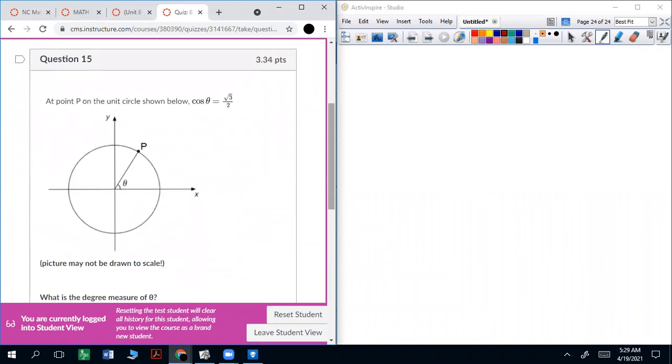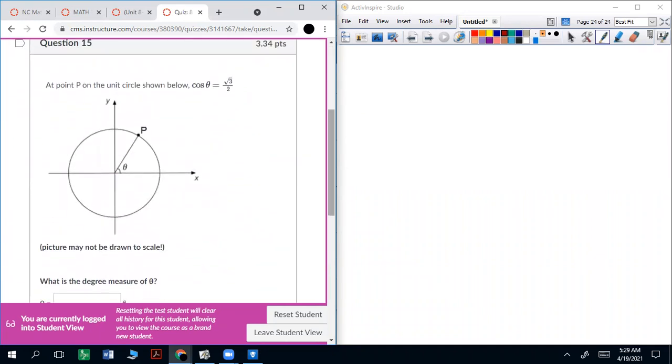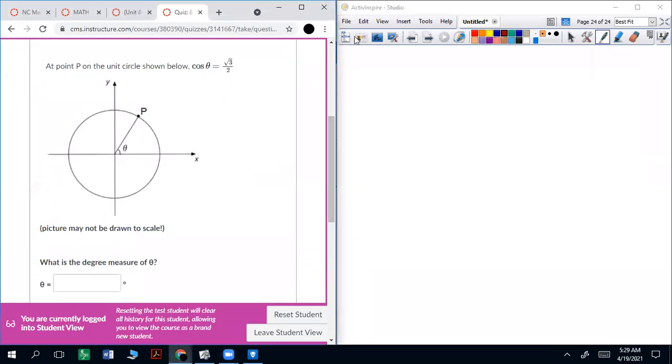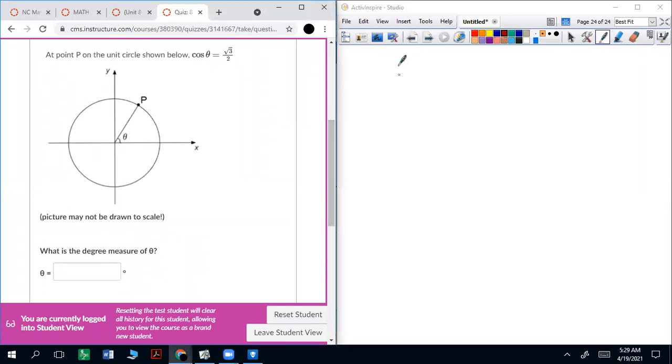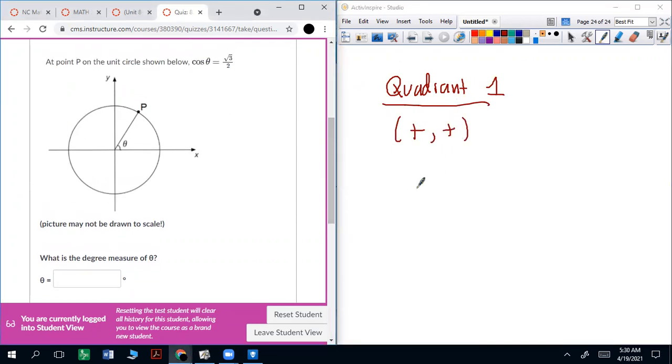And number 15, point on the unit circle shown below. Picture maybe not drawn to scale. It says cosine of the angle is square root of 3 over 2. What's the angle measure? Well, think about what quadrant we're in. We're in quadrant 1. Here, I'll write over here, quadrant 1. Everything's positive. Cosine of the angle equals the square root of 3 over 2. So what angle would that be?